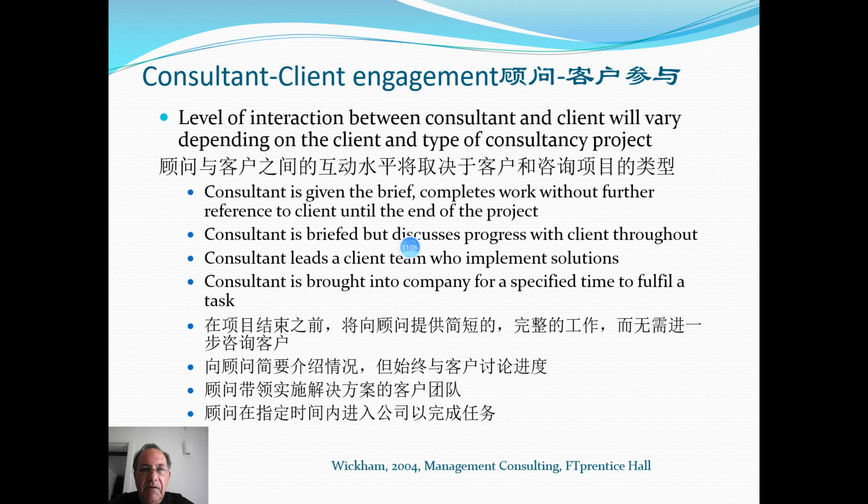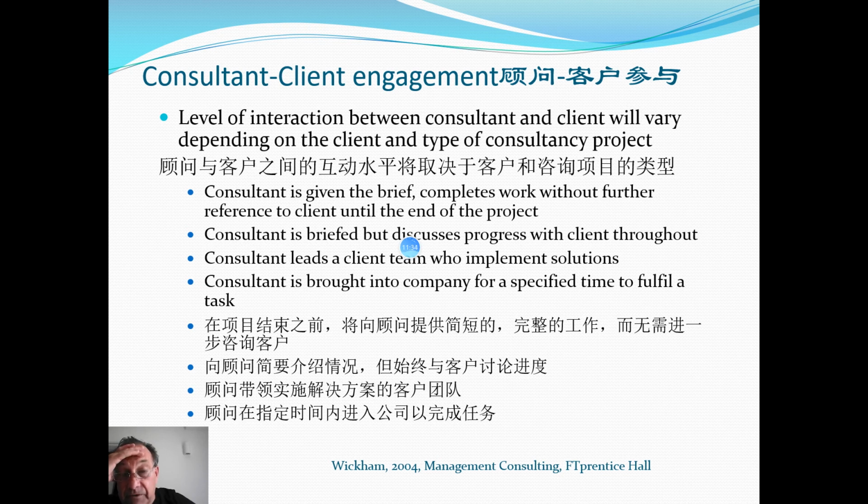The level of engagement or interaction that you have with a consultant, with a client, will vary depending on the type of client and type of project that you're working on. We can look at it from low to high level of engagement, where a low level of engagement could be that you're given the brief right at the start of the project, and you complete that project without any further reference to the client until the end of the project.